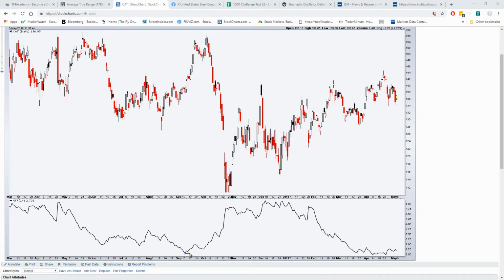Take a look at what's happening as the ATR is rising here. What's the path of least resistance in the stock? The path of least resistance is lower. You'll notice that this move higher right here corresponded to a move higher in the ATR as well.